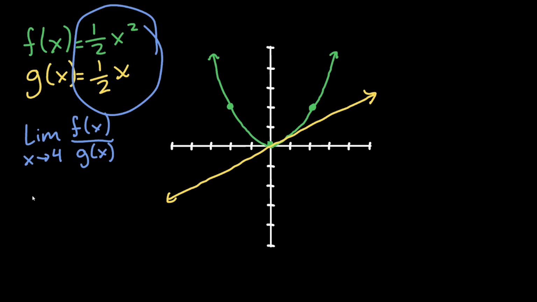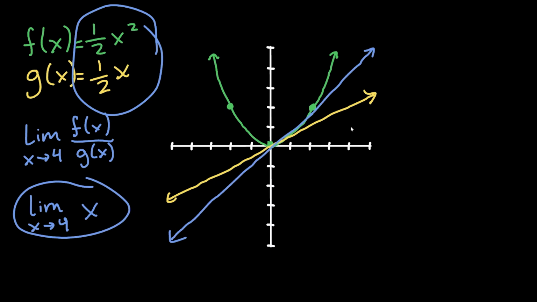So in reality, all we're looking for is the limit as x approaches 4 of x. And we should already know this rule by heart. We've already seen it so much by this point. If we're approaching x equals 4, then our y value also approaches 4.